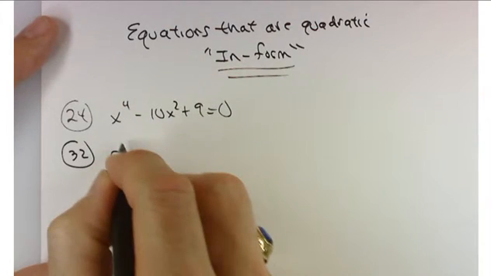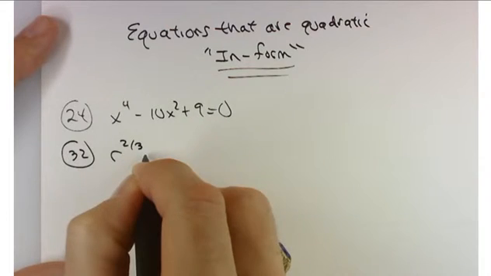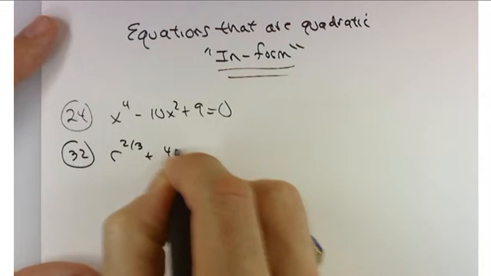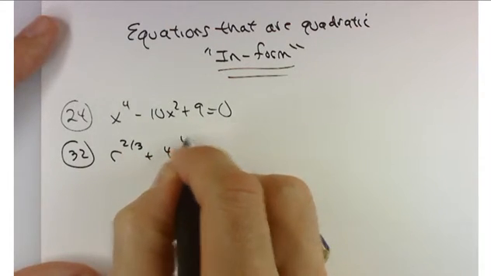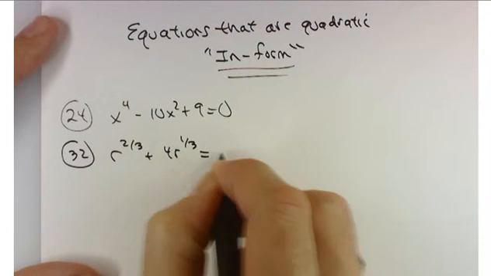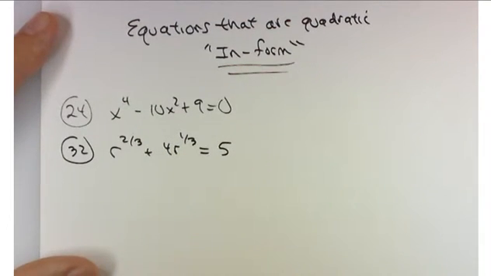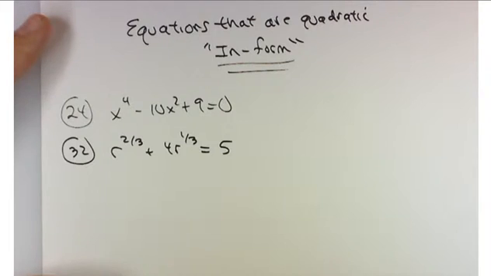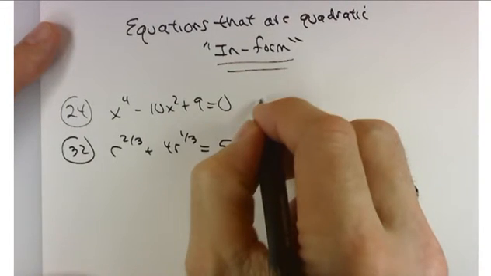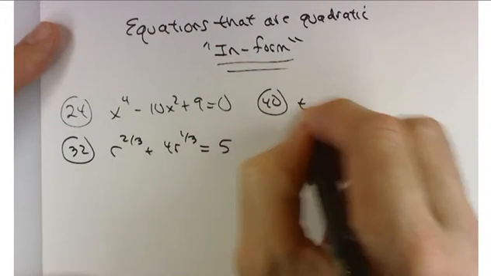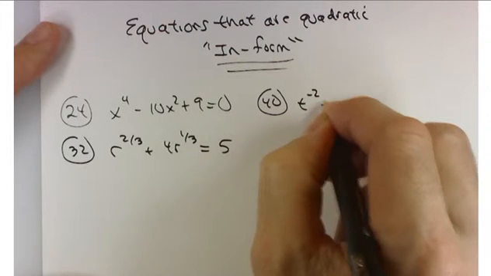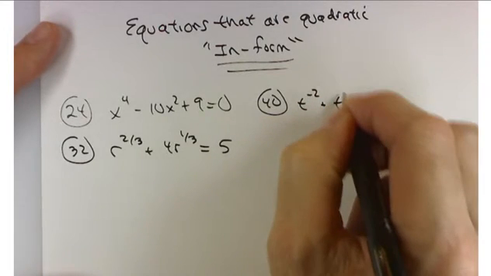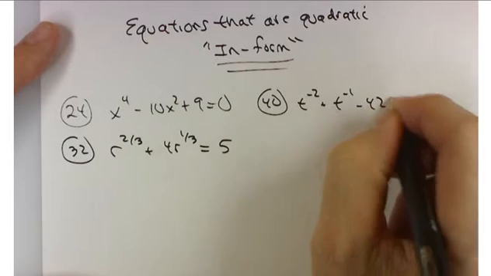Number 32, r to the 2/3 power plus 4 times r to the 1/3 equals 5. That's quadratic in form. Problem number 40, t to the negative second plus t to the negative first minus 42 equals 0.